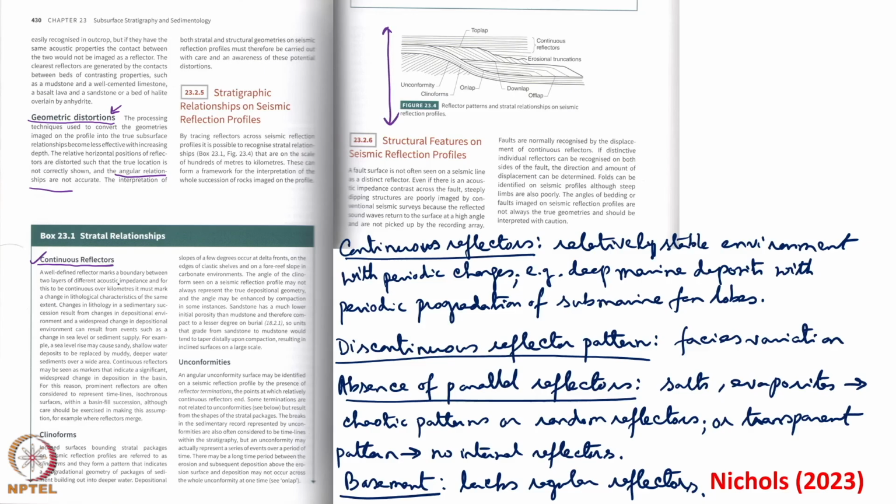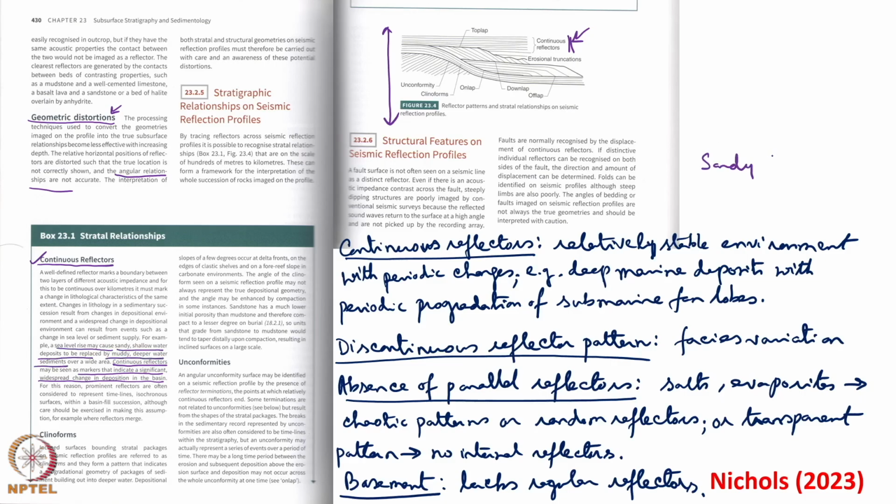A well defined reflector marks a boundary between two layers of different acoustic impedance, and for this to be continuous over kilometers, it must mark a change in lithological characteristics of the same extent. Continuous reflectors can mark significant widespread change in deposition within the basin. For example, sea level change may cause sandy shallow water deposits to be replaced by muddy deeper water sediments.